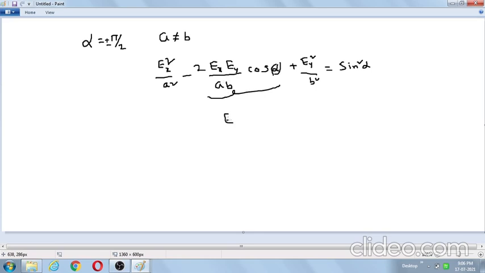So the final equation is ex square by a square plus ey square by b square. Sine square alpha, sine 90 is equal to 1, so 1 square is equal to 1. So ex square by a square plus ey square by b square is equal to 1. This equation is nothing but the ellipse equation.